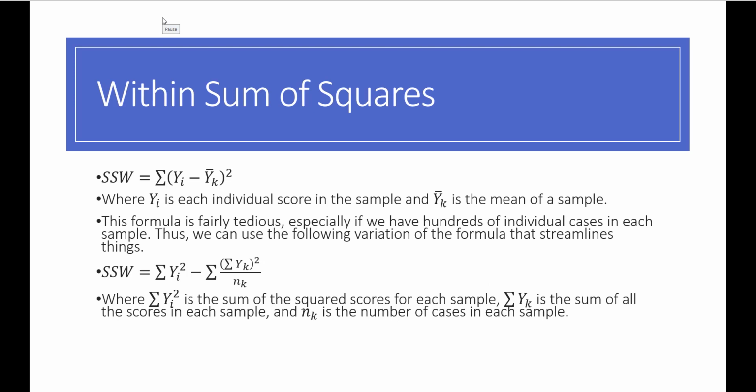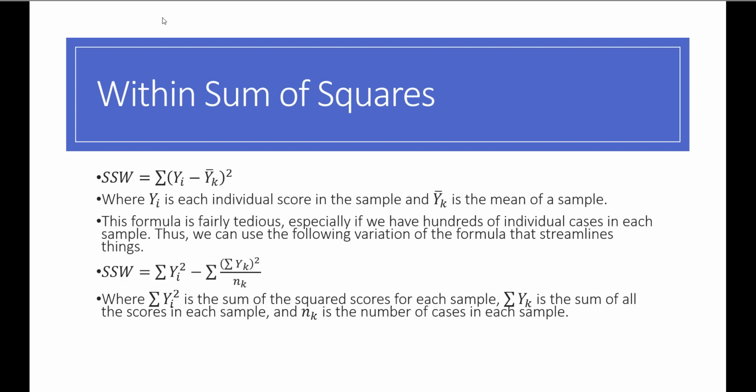Within sum of squares is the sum of each individual score minus the mean for that sample. And again, we're going to square that and add them up. So here we have y sub i minus the mean y sub k, squared, where y sub i is each individual score in that particular sample or category, and y sub k is the mean of that sample or category. This formula is fairly tedious, especially if we have hundreds of individual cases in each sample. Thus, we can use the following variation of the formula that tends to streamline things.